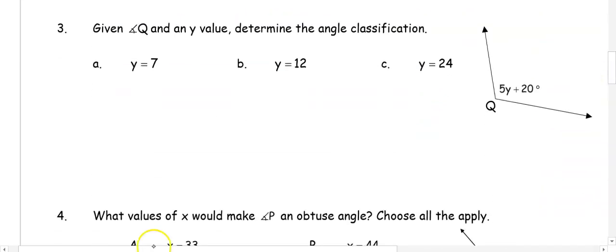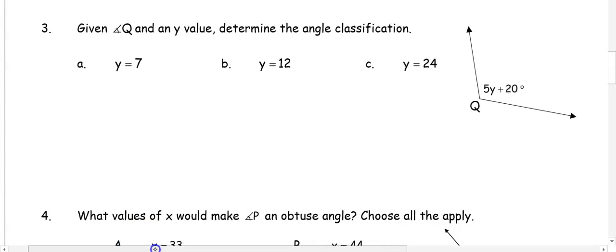In number 3, given Q and a y value, determine the classification. So what we're going to do here is take these y values and put them in for y to see what angle measurement we would get, and then we can classify our angles. So first we would have 5 times 7 plus 20, which gets us 35 plus 20, which is 55 degrees. An angle that is 55 degrees is acute.